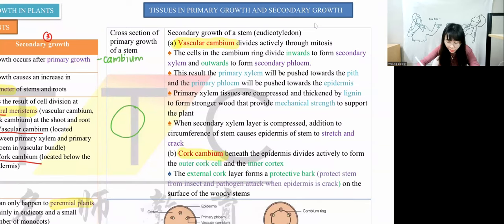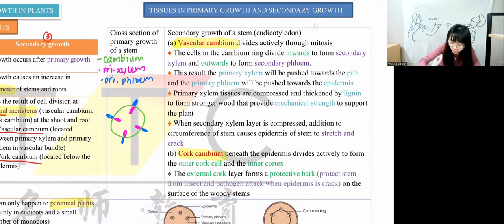Cambium forms xylem and phloem. The one that forms inside first, what do you call this? Very good, primary xylem. And then the one that forms outside is primary phloem. Very good, primary phloem.